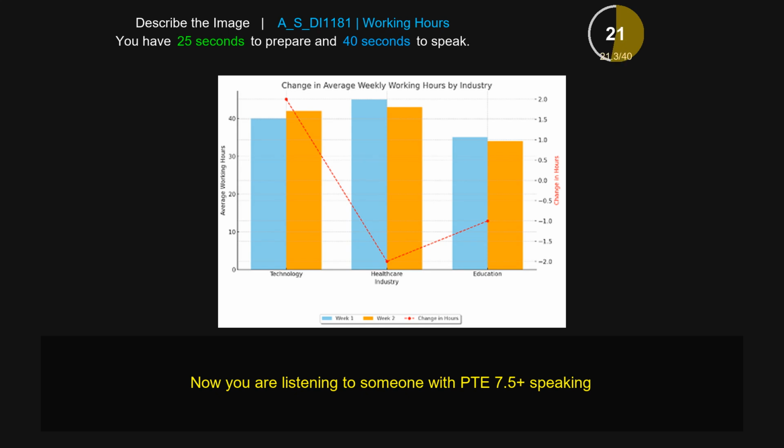For technology, it can be seen that almost 40 hours can be seen. For the healthcare industry, more than 40 hours can also be seen. For education, it is above 30 percent.